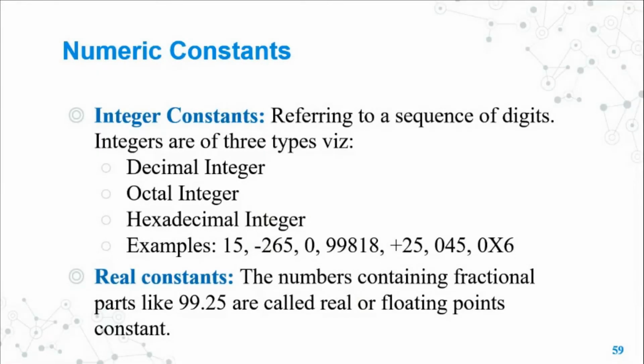So the integer constants are a sequence of digits. It can be a decimal integer, octal integer, or hexadecimal integer, etc. So this is an example of a decimal integer, or it can be an octal integer, no problem. So this is again a decimal integer or an octal integer. In the case of a decimal integer, the characters used are 0 to 9, that is 0, 1, 2, 3, etc., up to 9. In the case of an octal integer, 0 to 7 is used. In the case of hexadecimal integers, it uses 0 to E.